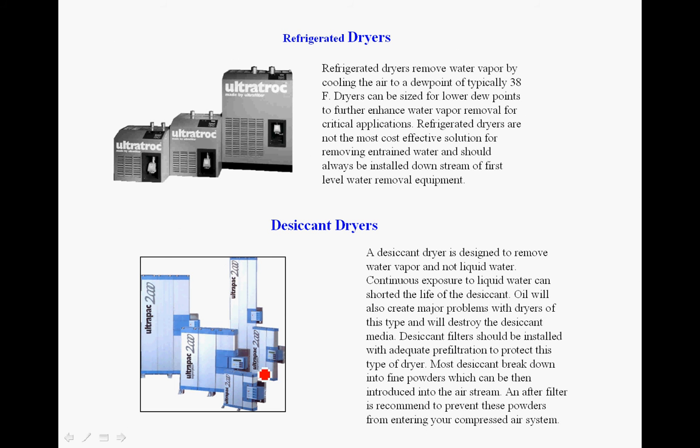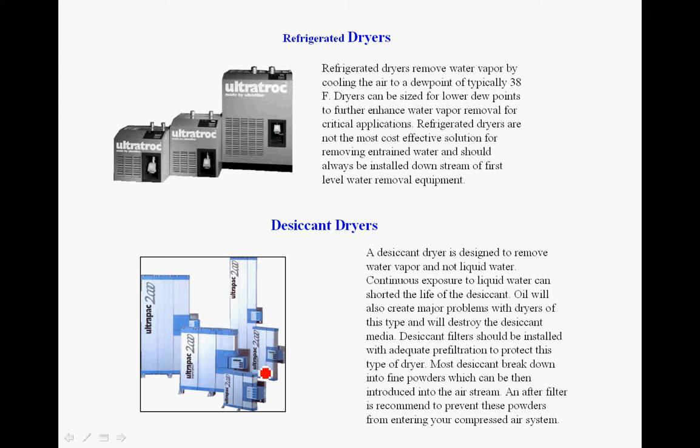There are basically two types of dryers that are capable of doing the heavy-duty lifting, and they include a refrigerated dryer, which is typically operated at dew points of 38 degrees Fahrenheit, but you can go lower if you have unusual situations where you need to move and remove large quantities of water. You need to be extremely dry.